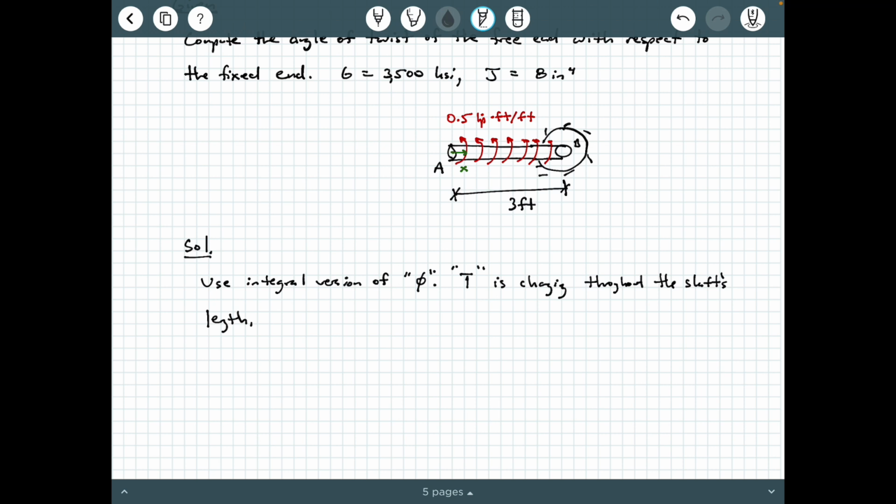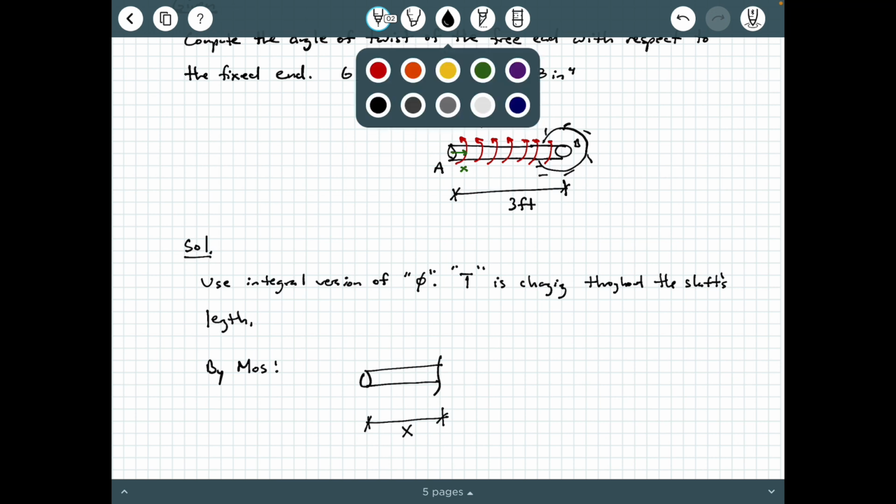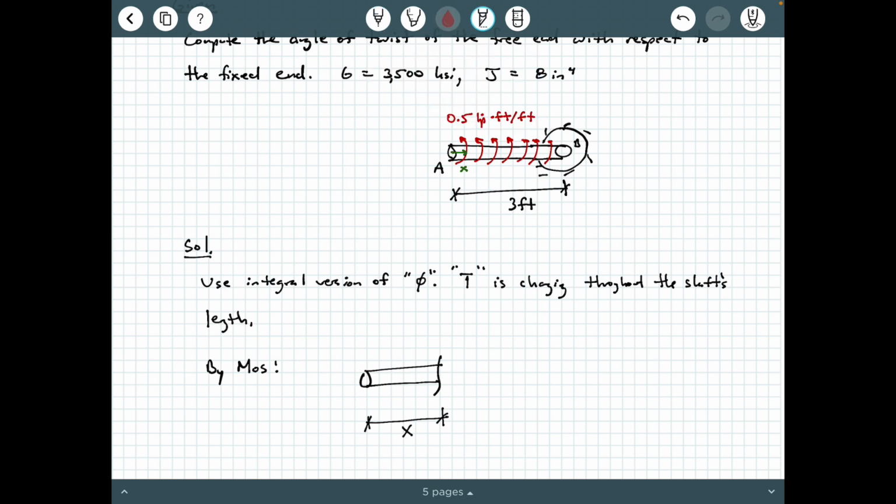Well, we could either use method of sections or we could draw an internal torque diagram. All right, so I'm going to say by method of sections, just to show us what that looks like, I've got the free end here, and I make a cut here, and I'm making a cut at what distance? Well, I'm going to cut it at distance x, okay? Not 1 foot, not 2 feet, not 3 feet, but at x feet. So x represents a cut at any point along the length of that shaft, okay?